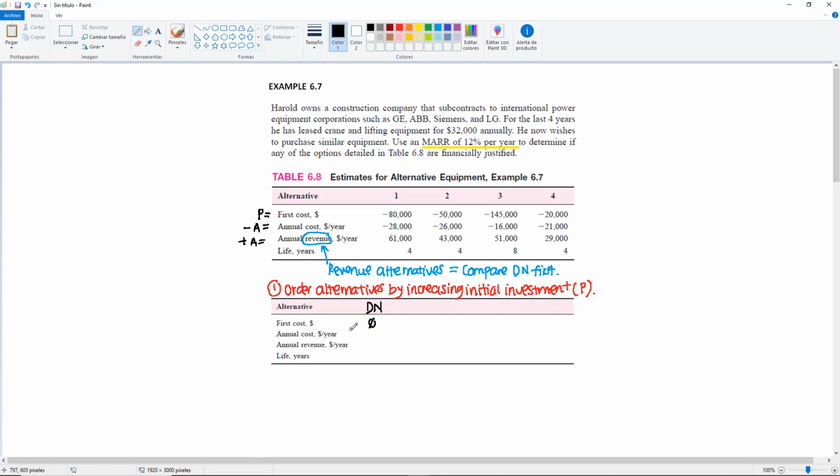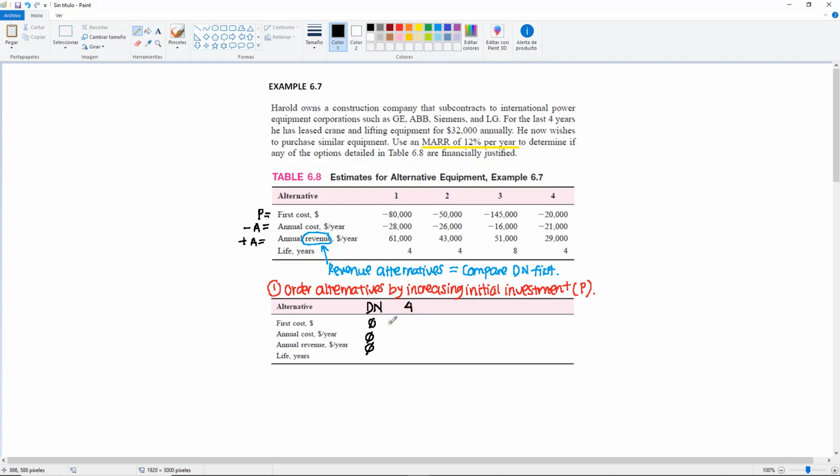It has an annual cost, so this is everything that's additional. Since we're not doing anything, the annual cost will also be 0, and the annual revenue will be 0. I'll talk about the life in years later, so for do nothing we're not going to put anything yet. Which one's the next one? The next one, by increasing P, would be alternative 4.